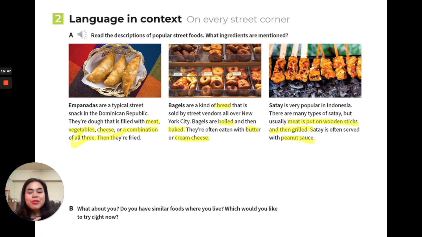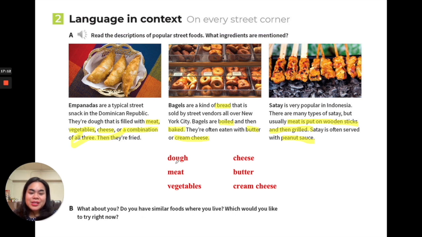And so think about yourself now. What about you? Do you have similar foods where you live? Because you are all right now in different corners of Thailand, I actually wonder what kind of street food you can get. And which would you like to try right now? Oh, I'm hungry right now talking about food, right? Okay, we'll talk about that in class.